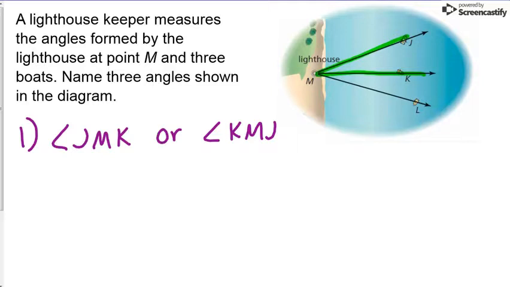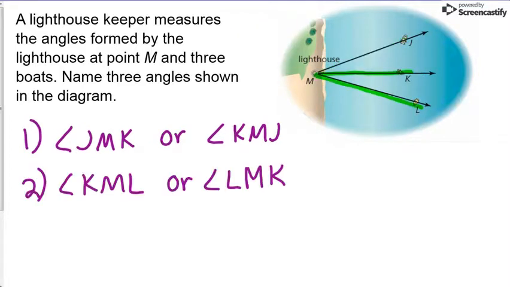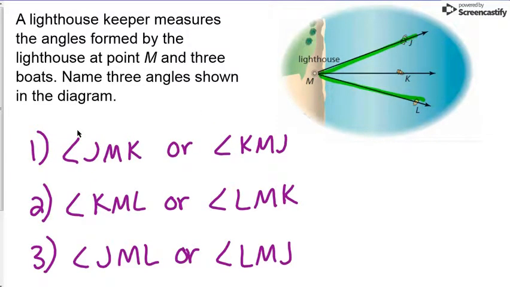So first angle we have JMK. So angle JMK. Or we could also say angle KMJ. The important thing is that this is your vertex, which is in the middle of your answer. All right. Next, we could also say angle KML or angle LMK. And then last but not least, there's one more angle. That's the big angle that we see here, angle JML or angle LMJ.